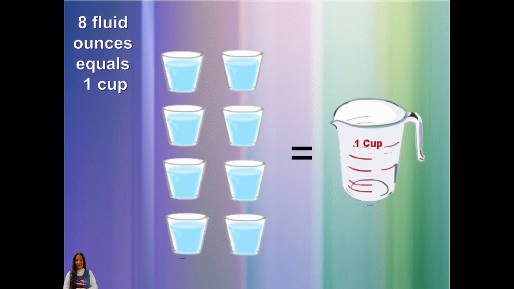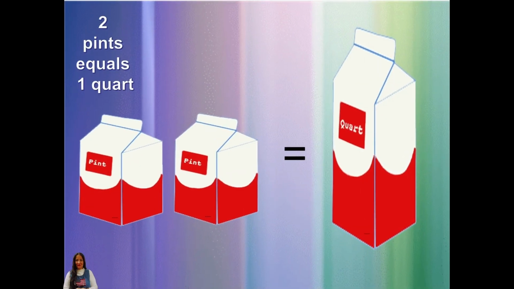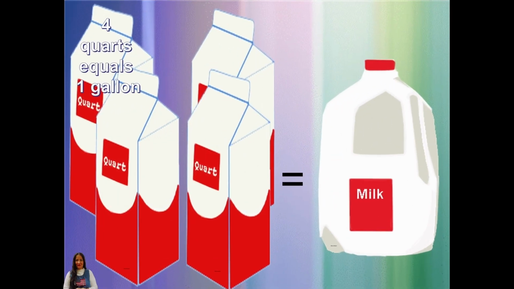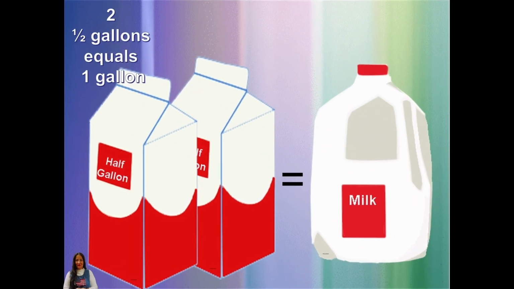Here we have 8 fluid ounces equals 1 cup. 2 cups equals a pint. 2 pints equals a quart. 4 quarts equals a gallon. 2 half gallons equals 1 gallon.